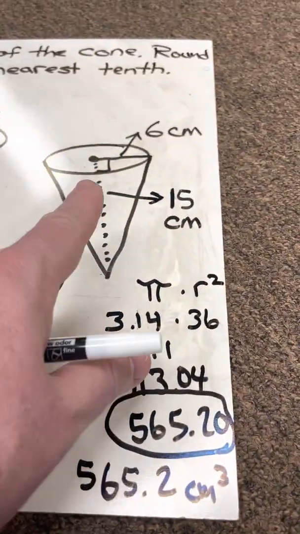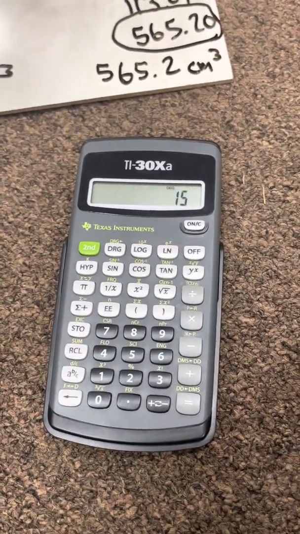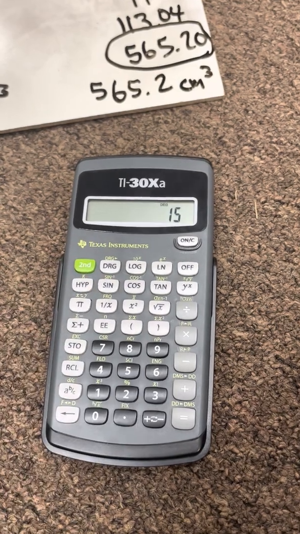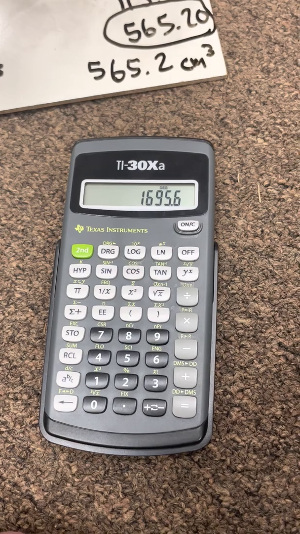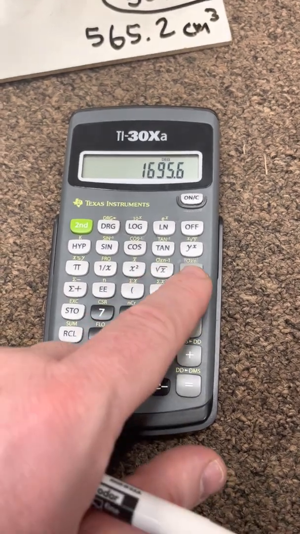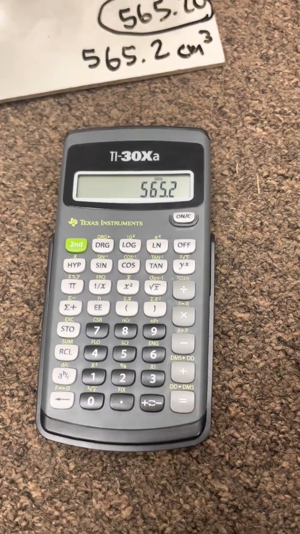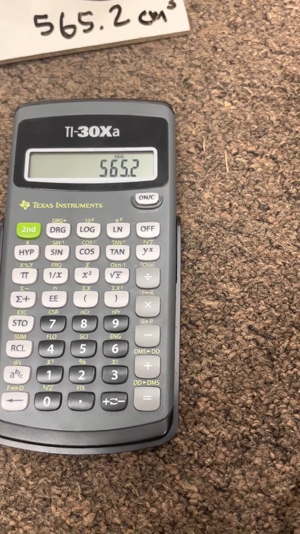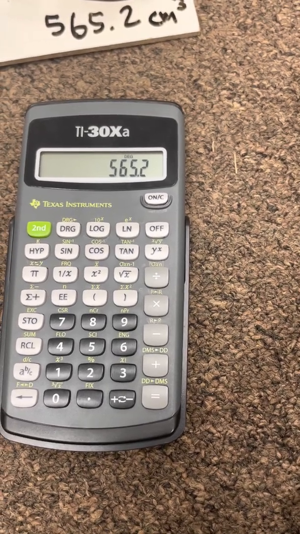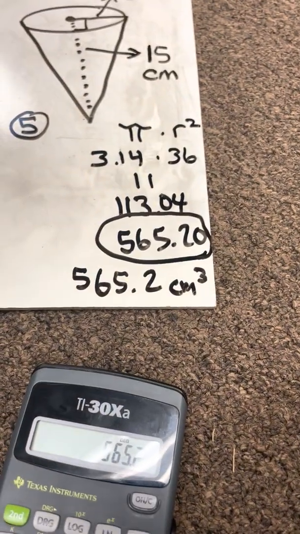Now, if I was actually to multiply that by the height, which is 15, and go times 15. Remember what we did, we multiplied it by 5 because we took the 15, divided it by 3 first, and just did it by 5, and that's our final answer. I get 1,695.6. Now, if I was to divide that by 3, I'm back to the 565.2 or 565.20, and that's what I would end up with. All right, and of course, that's in cubic centimeters.